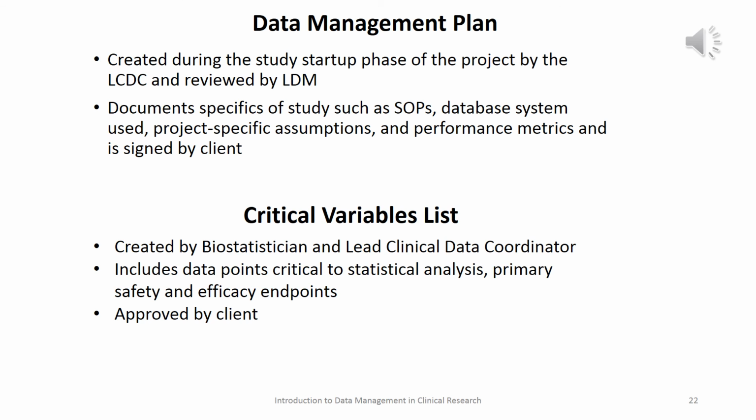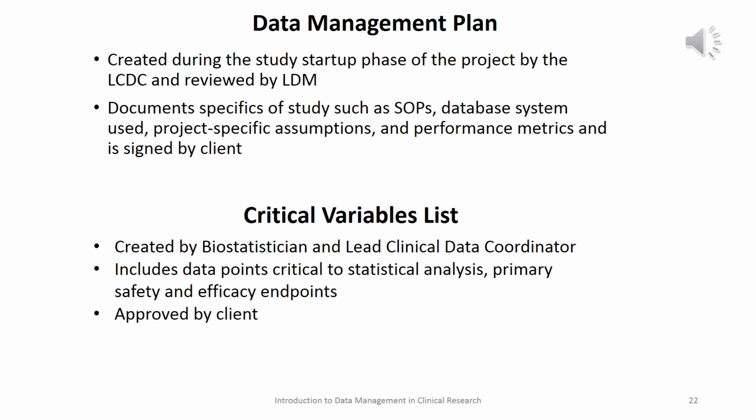It's going to document, as I said before, what SOPs are used, what database system is used, and any project-specific assumptions. And if we're working with a CRO, this would be a document that would be signed off on by our clients, so they would have input in that, and then they would agree that it's ready to be deployed. Our critical variable list is another document that's done at our startup phase.